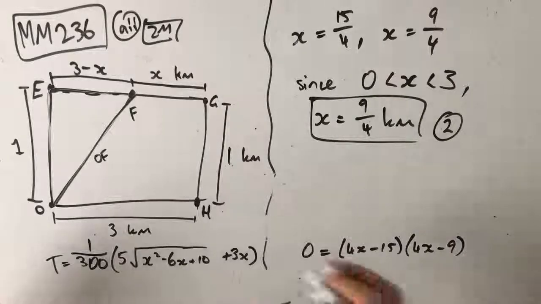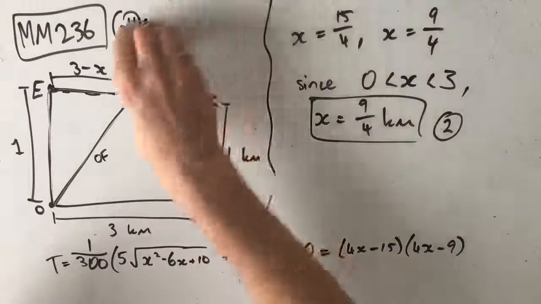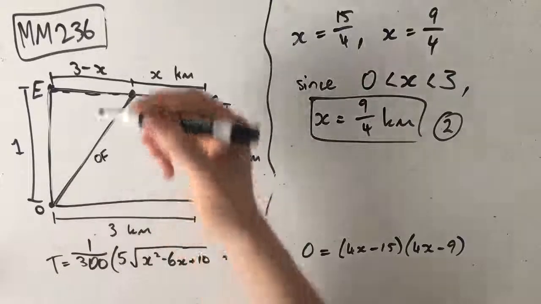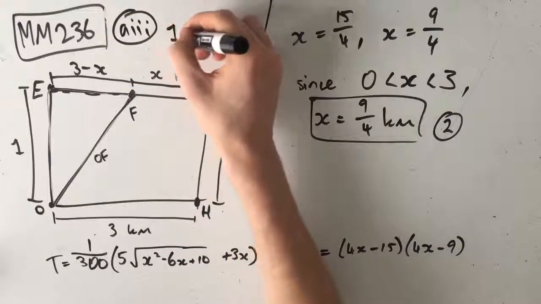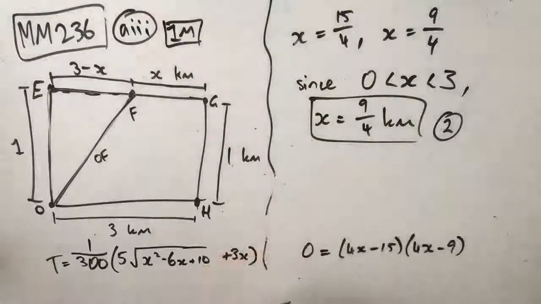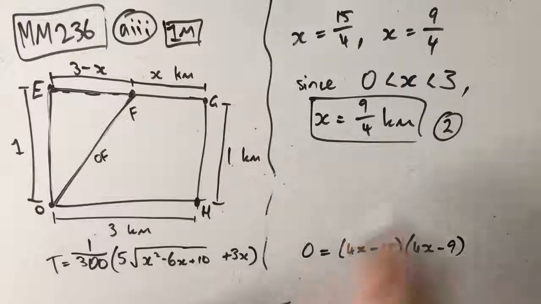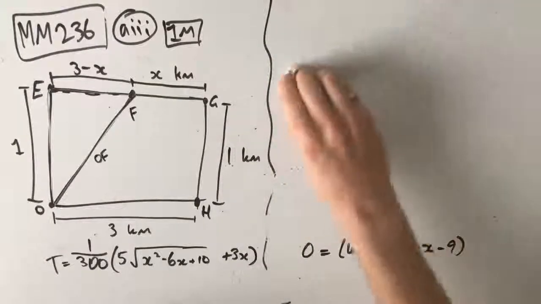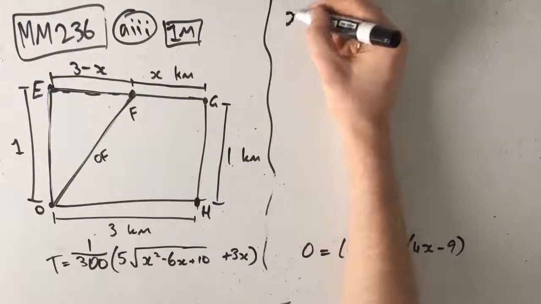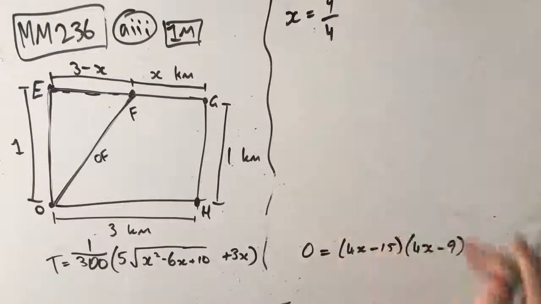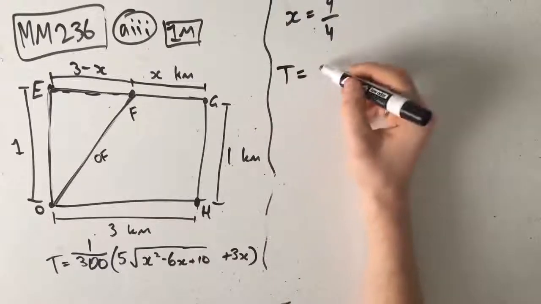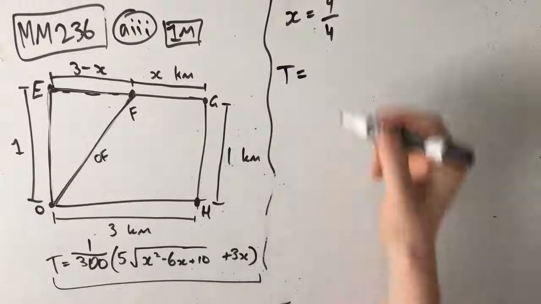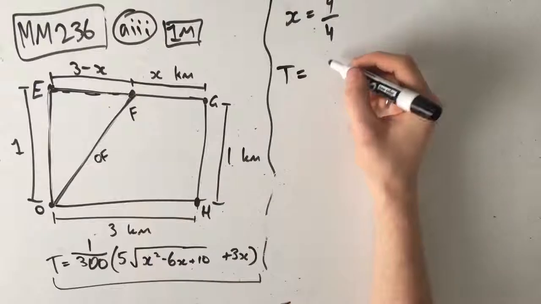And this part asks us, how long does it take Leah to reach the greenhouse with this design? Awesome. So part AIII, and it's just a 1 mark question, so it's going to be pretty quick. You actually have 1.5 minutes to do this. So what we're going to do is, we know that x is equal to 9 on 4, based on our previous question. And we know that the time taken to reach the greenhouse is given by this formula here. So all we're going to do is sub in this value of x into this equation.